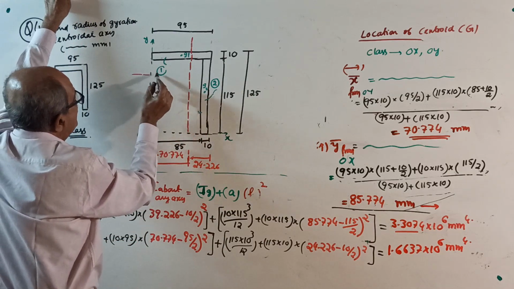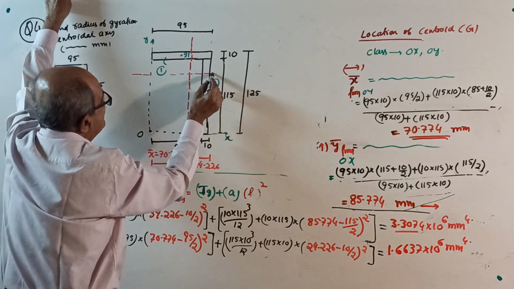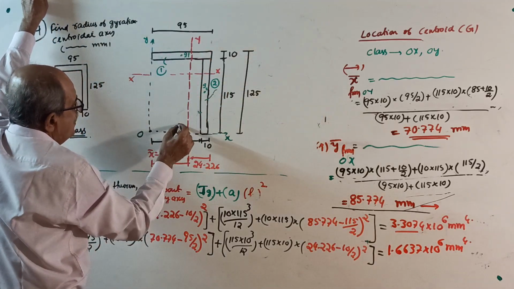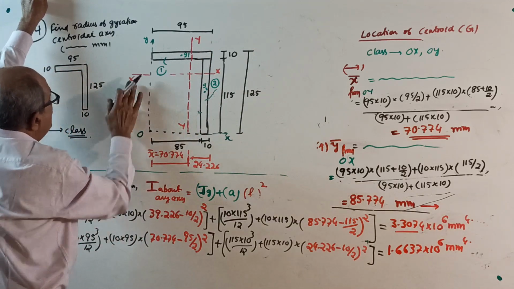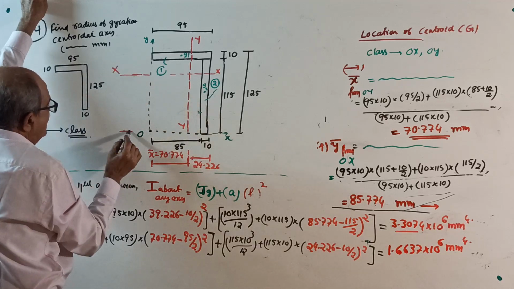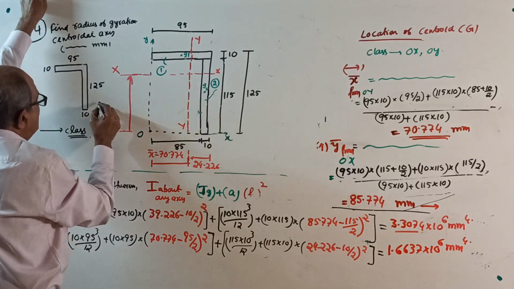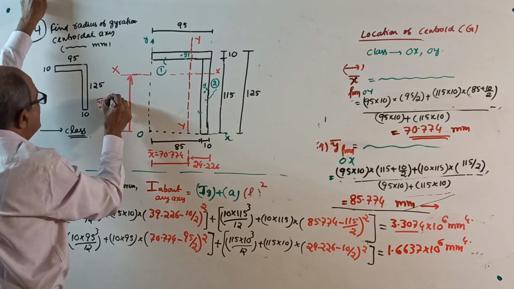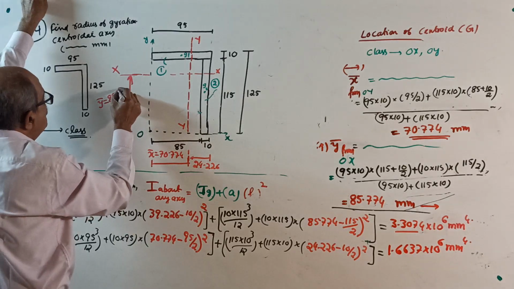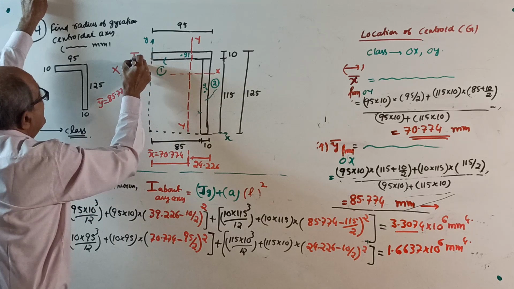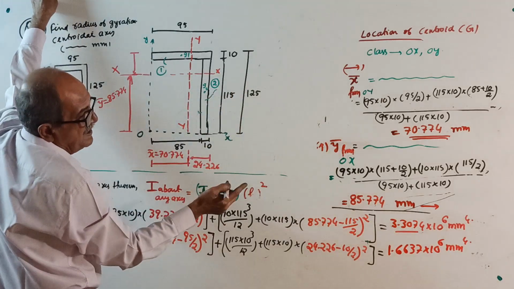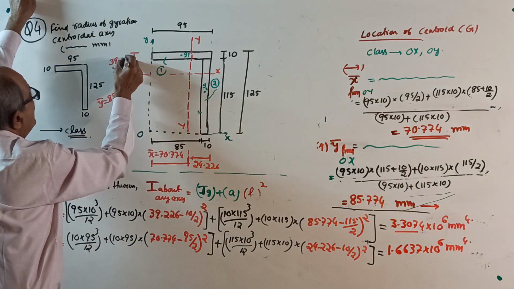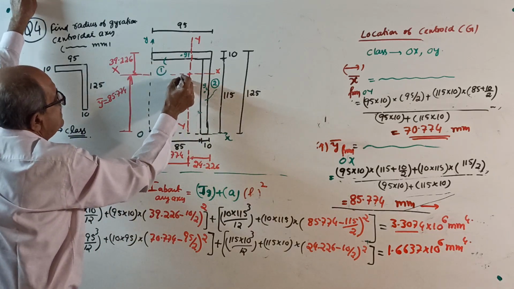Y bar, we got 85.774. Here, this is the XX axis, this is the YY axis. From here, we got Y bar, the X axis. This is your Y bar, equal to 85.774. From here, from 125 subtract, it will be 39.226. I already calculated to save time. This is the centroid G.